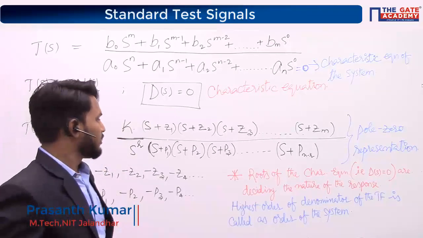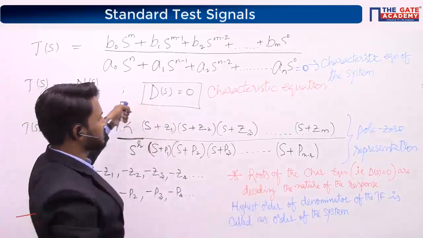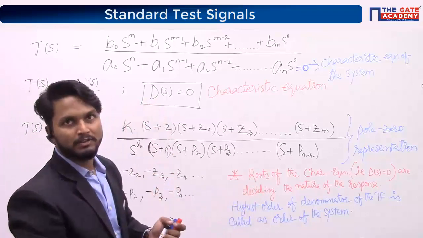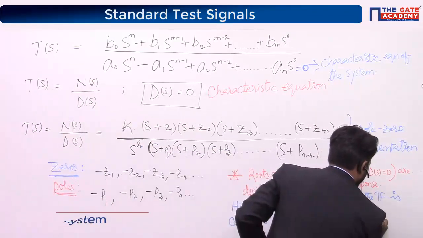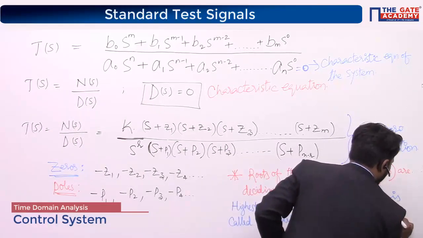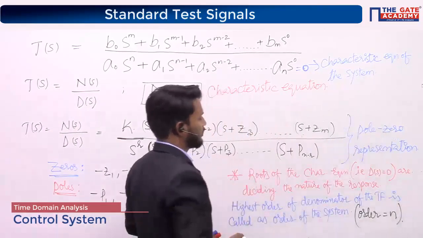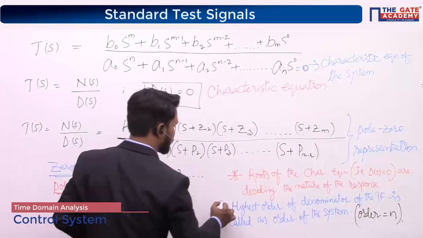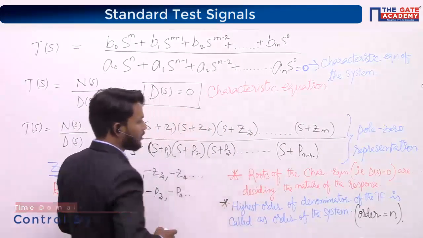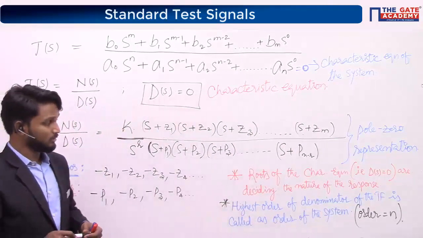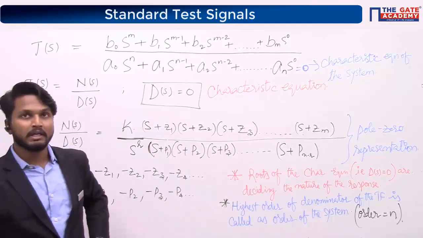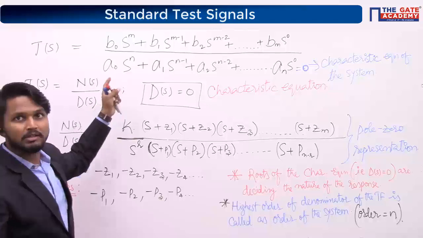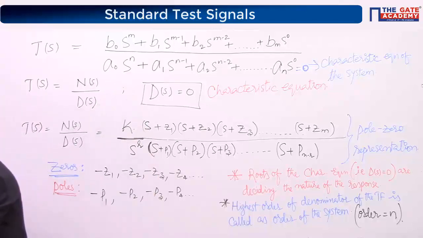Is it clear? What is the order of the system here? Here the order of the system is n, right? Order is equal to n. The highest order of the denominator of the transfer function is called the order of the system. Is it clear? So can I erase the upper part? Yes or no?